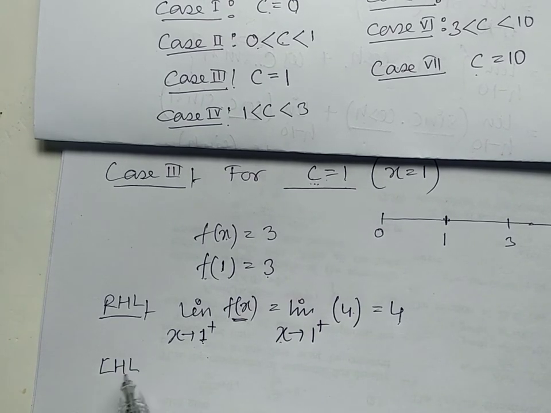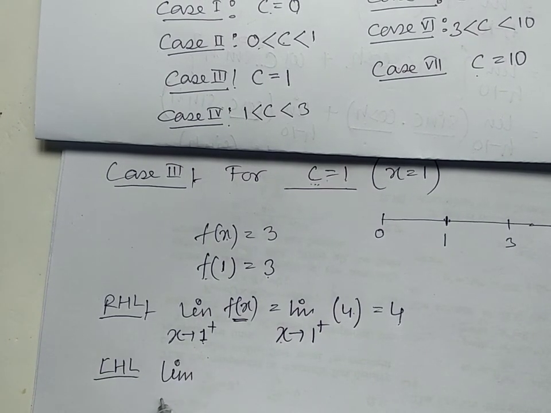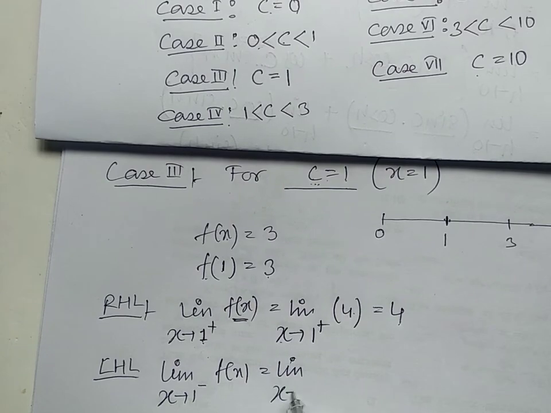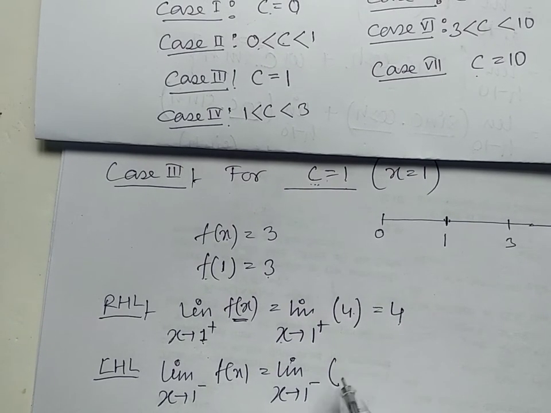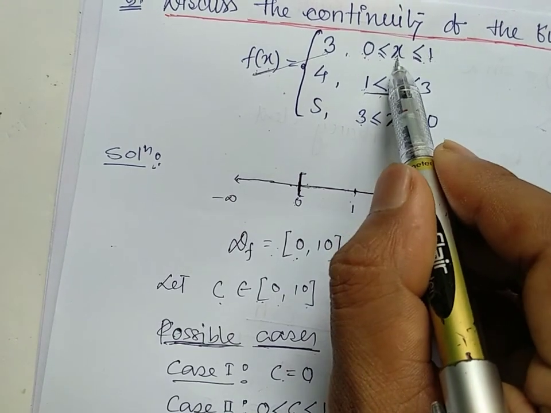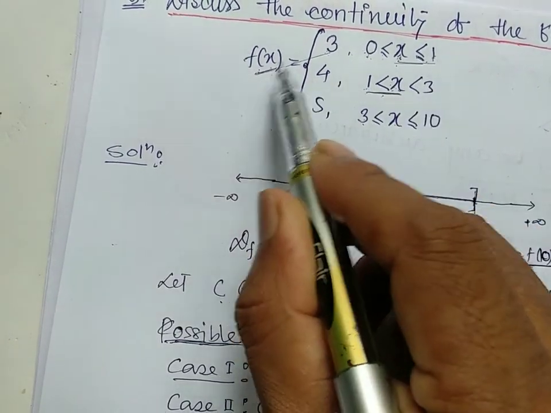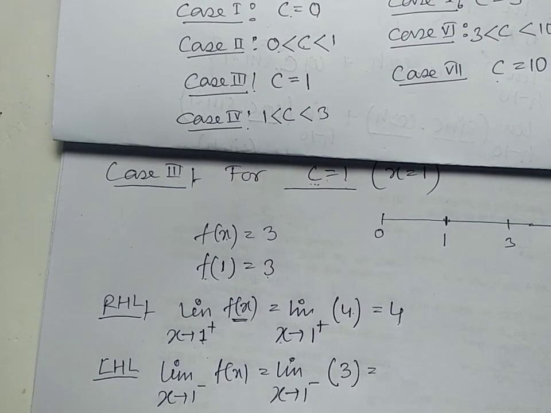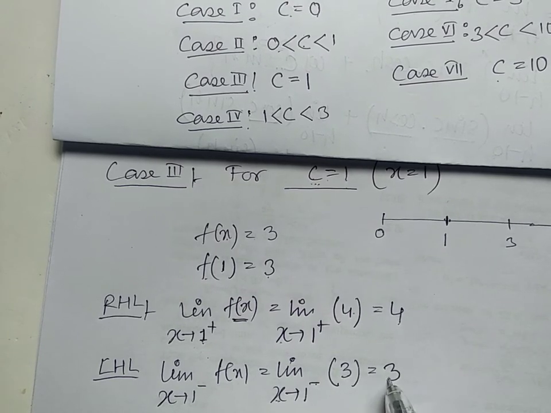So left hand limit, we'll try to find out limit x tends to 1 minus f of x, for all those values of x less than 1. What is its functional value? 3. That's why in place of f of x I will write down 3. You are not supposed to consider this sign, it will represent the side only. So the answer will be 3.